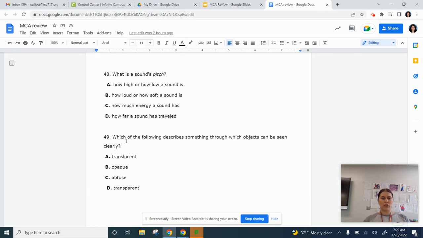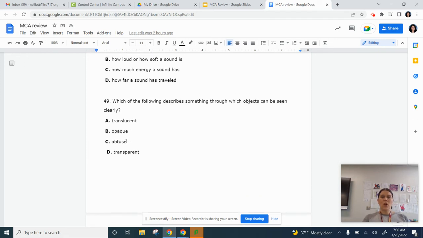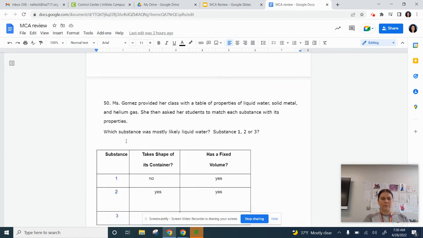What is the sound's pitch? How high or low a sound is. How loud or how soft a sound is. How much energy a sound has. How far a sound has traveled. Which of the following describes something through which objects can be seen clearly? Translucent, opaque, obtuse, transparent.